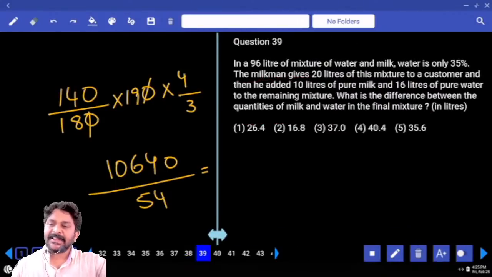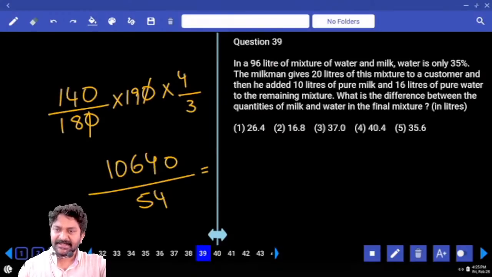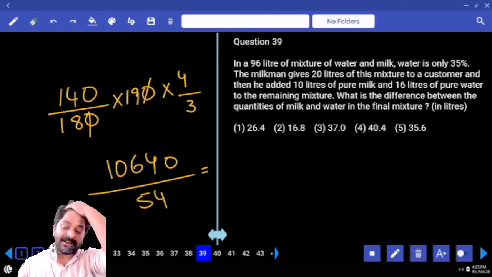In 96 liters of a mixture of milk and water, water is only 35%. The milkman gives 20 liters of this mixture to a customer, and then he added 10 liters of pure milk and 16 liters of pure water to the remaining mixture. What is the difference between the quantities of milk and water in the final mixture?